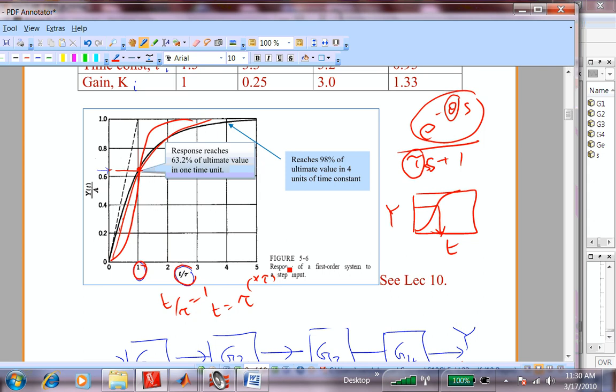It's a small change there, right, yeah. Okay, yeah.